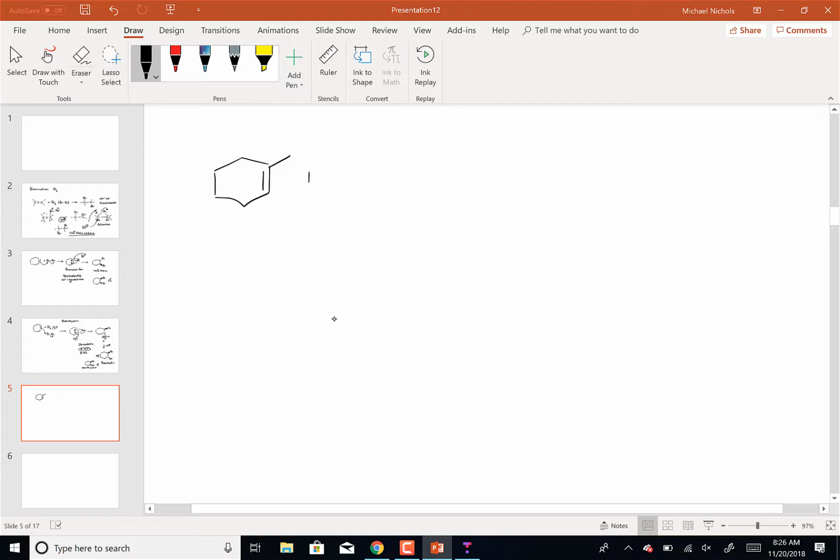So now if I go ahead and add this, if I add Br2 and water to that molecule, the mechanism is going to be the same. I'm going to add my Br plus first to form the bromonium ion.